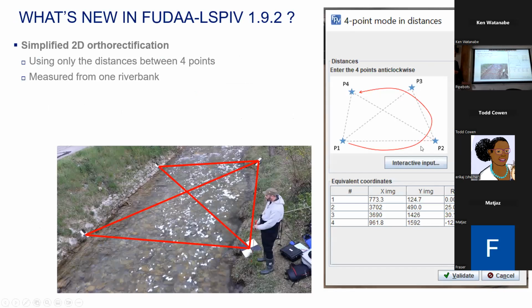What's new in the last version? We just added a simplified 2D rectification. Sometimes you are in the field, you don't have any total station, but you may have a laser distance meter or just a tape. We have a way to make a 2D rectification just by measuring the distances between some points. You can measure the distances while staying on the same bank. You don't have to cross the river. You measure all those distances in red, and it will compute the location of the ground reference points.